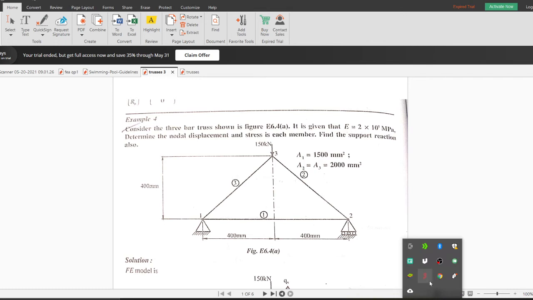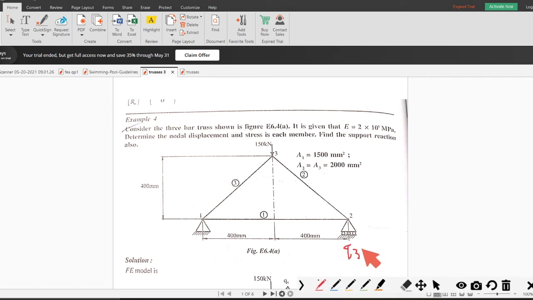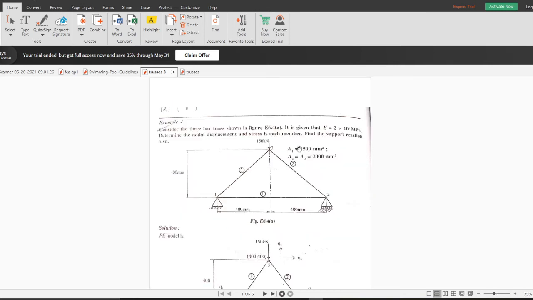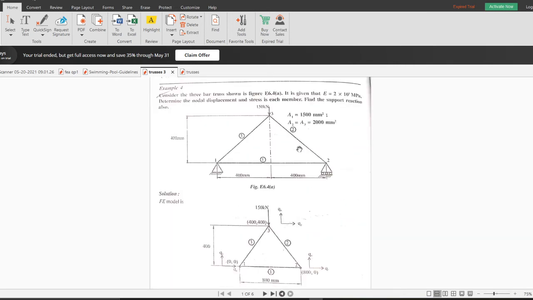Therefore, Q3 is not equal to 0. What about Q4? 0. What about Q5, Q6? Not equal to 0. Good. So that's all the changes.